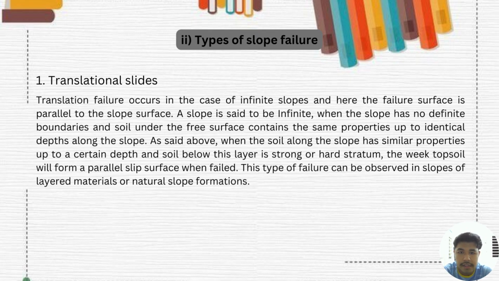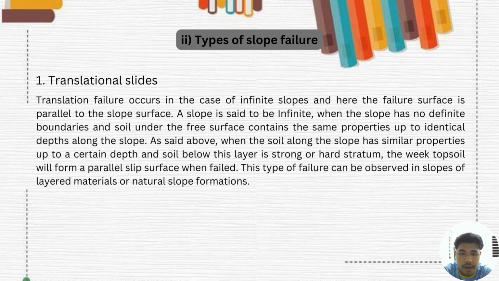Next, I want to present about types of slope failure. Number one, translational slide. Translational failure occurs in the case of infinite slope, and here the failure surface is parallel to the slope surface. A slope is said to be infinite when the slope has no definite boundaries, and so the soil under the free surface contains the same properties up to an identical depth along the slope.